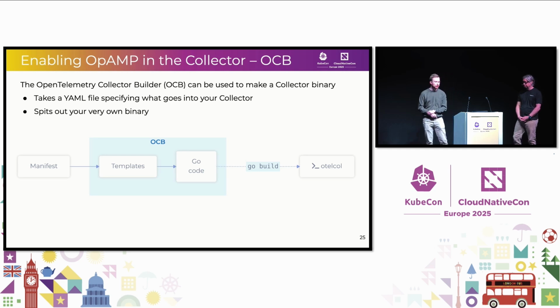Basically, the collector builder is a way to create collector binaries given only a manifest file. So all you need to do is specify what you want in your collector. OCB will run this through some templates, produce some Go code that can be built with the standard Go compiler, and then you get your own collector binary.